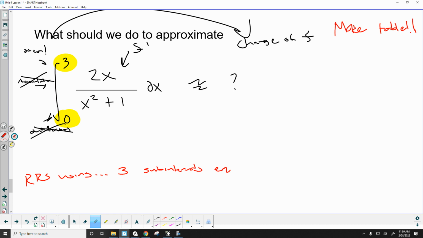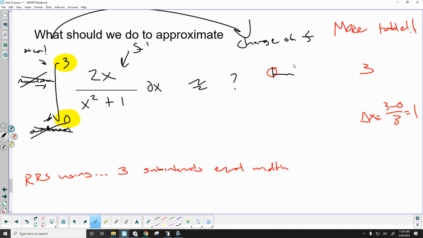Equal width. Because if you're going from 0 to 3, and you're using 3, what's your width? 1. Now you need to include 0, your starting point. You need to include 3, your ending point. But if you have a width of 1, there's a couple homework problems when your width is not 1, and it's not a nice number, so you got to pay attention.